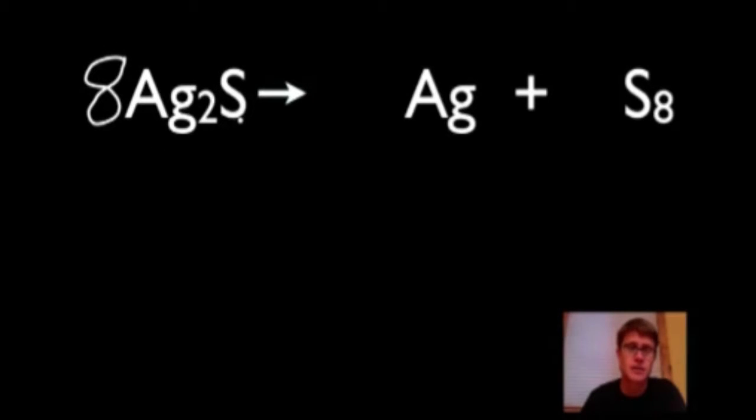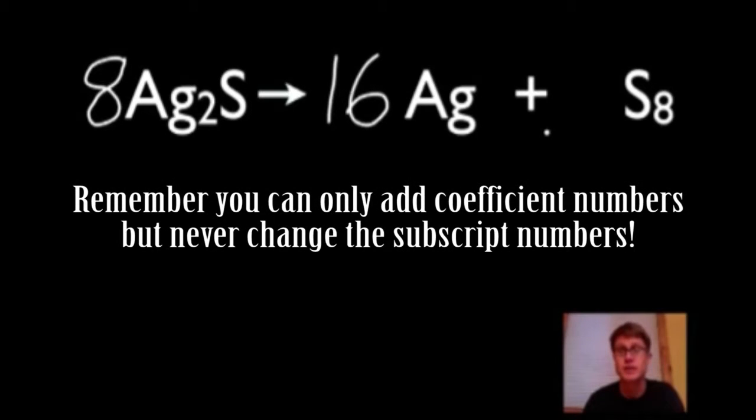Well, now we have 8 sulfur on the left side, 8 sulfur on the right side. But our silvers aren't matching. So on the left side, we actually have 16 silver, but on the right side, we only have 1. And so let me just try writing a 16 down. So now that's a balanced equation. So we could go through 16 silver, 8 sulfur, and that's going to be a balanced equation.